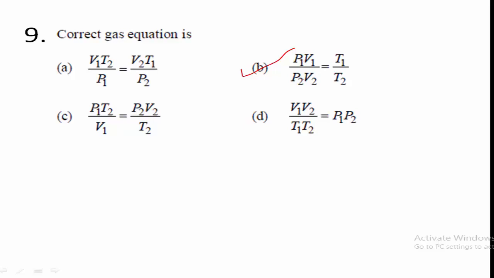So P1 V1 divided by T1, what have they done with T1? They have cross multiplied, and P2 V2 divided by T2. Okay, so P2 V2 they have brought into the denominator, cross multiplied. So P1 V1 by P2 V2 is equal to T1 by T2. So this is the right one. Option B is the correct answer.